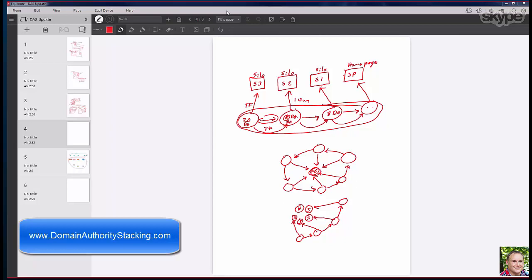Yeah, and they're not interconnecting. It's not round robin all the way. Right. So it's kind of a combination between a link wheel and a tiered. It's a tiered wheel. It's a weird link wheel cradle.